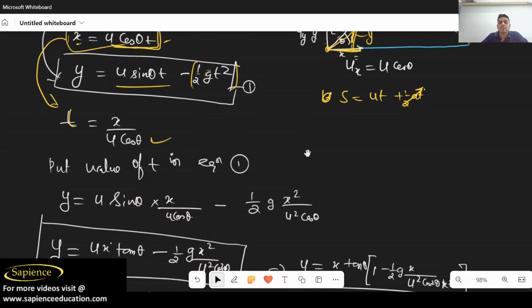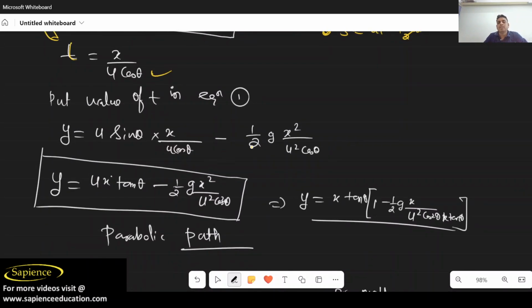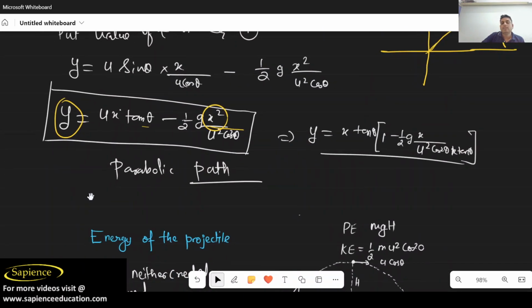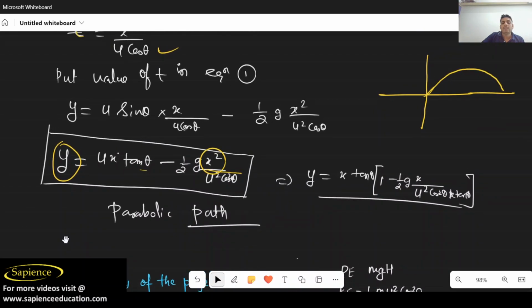So what are we getting? After putting this, we get y is equal to u sin theta into x by u cos theta minus half g x square divided by u square cos square theta. So y is equal to x tan theta minus g x square by 2 u square cos square theta. Can we see that the dependency of y is on x square? And x square means the path will be parabolic. Understood? So this is all about the trajectory.